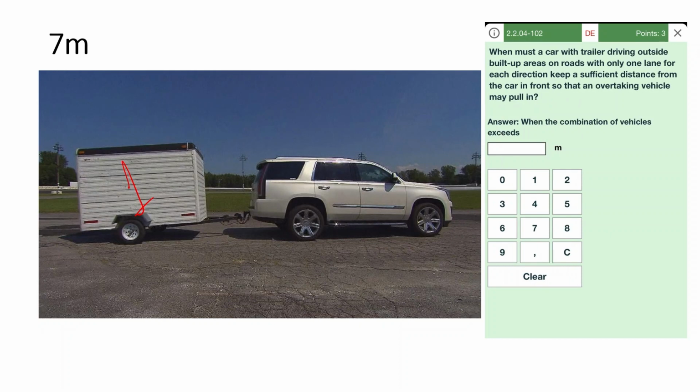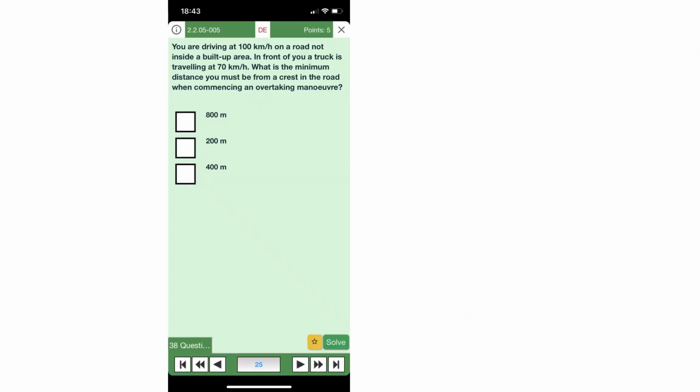When must a car with a trailer driving outside built-up area on roads with only one lane for each direction keep a sufficient distance from the car in front so that an overtaking vehicle is possible? When the combination of vehicles exceeds 7 meter. This is the answer. So when the combination vehicles exceed 7 meter, you must make sure that sufficient distance is maintained from the car ahead of you so that an overtaking is possible. Okay, now let's look at the next one.